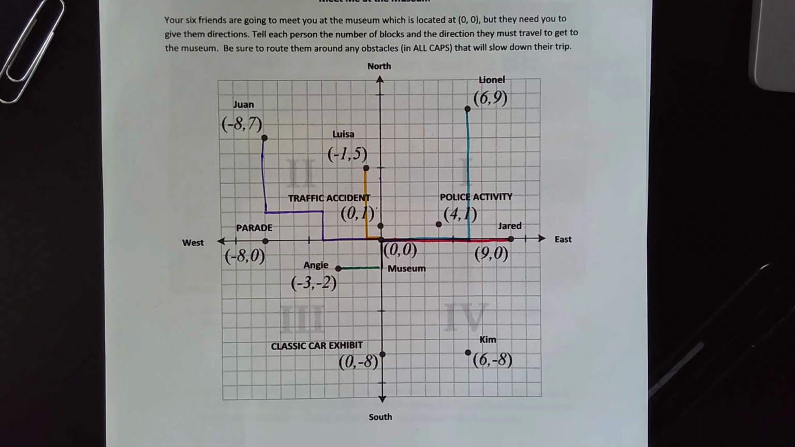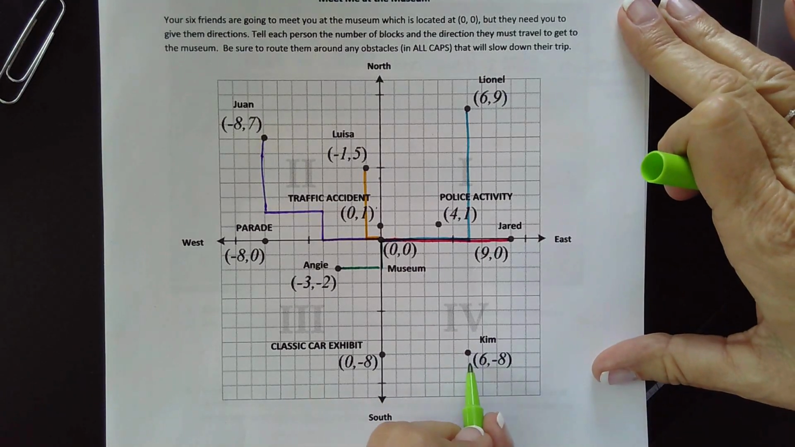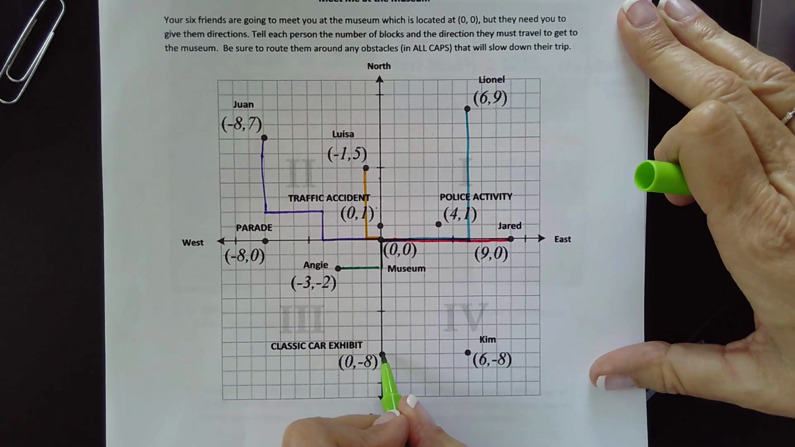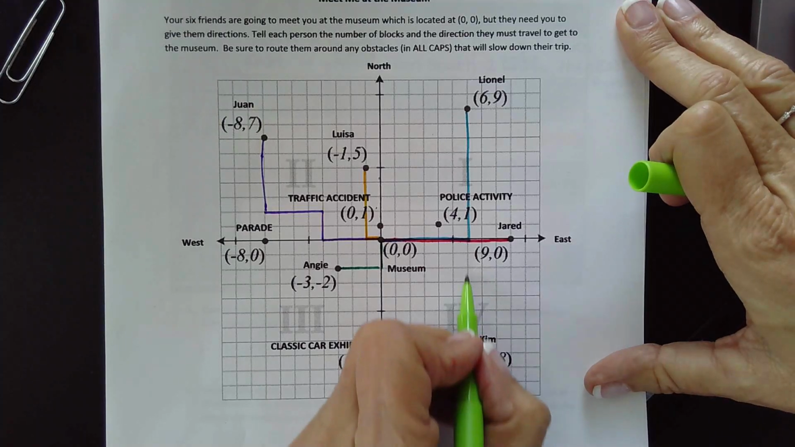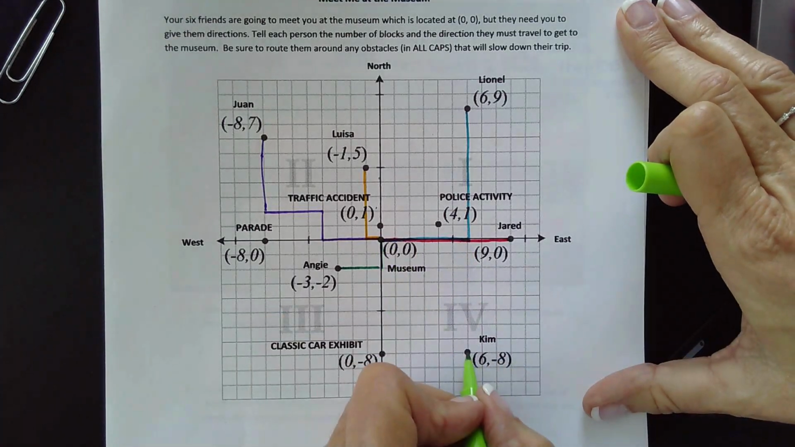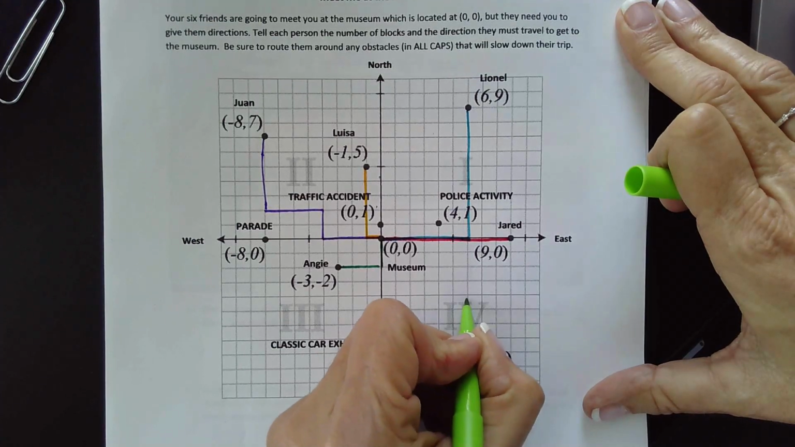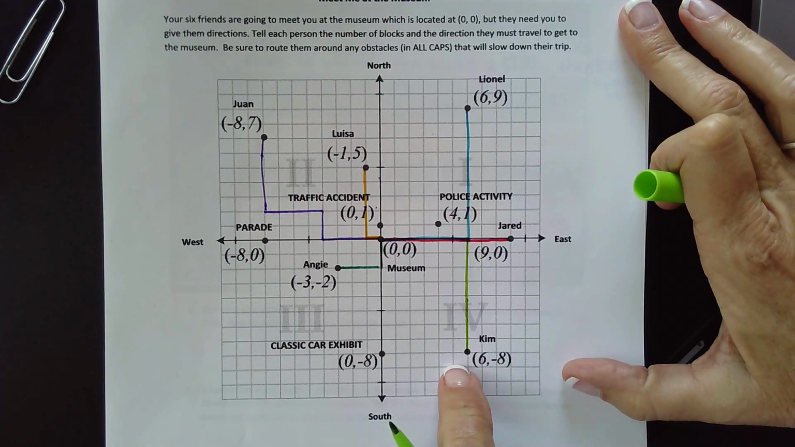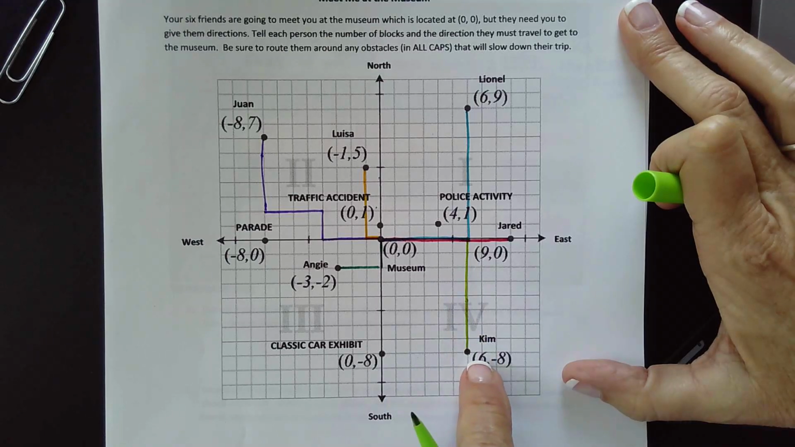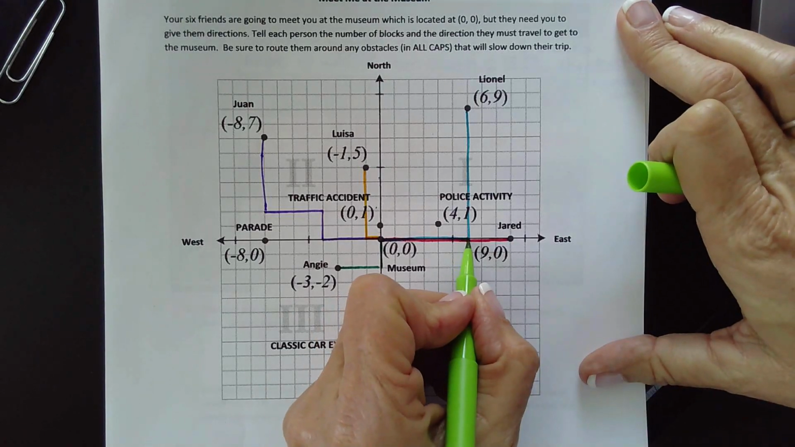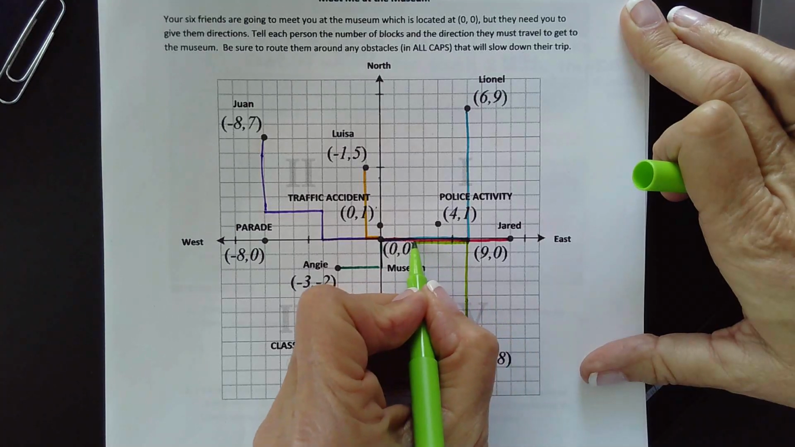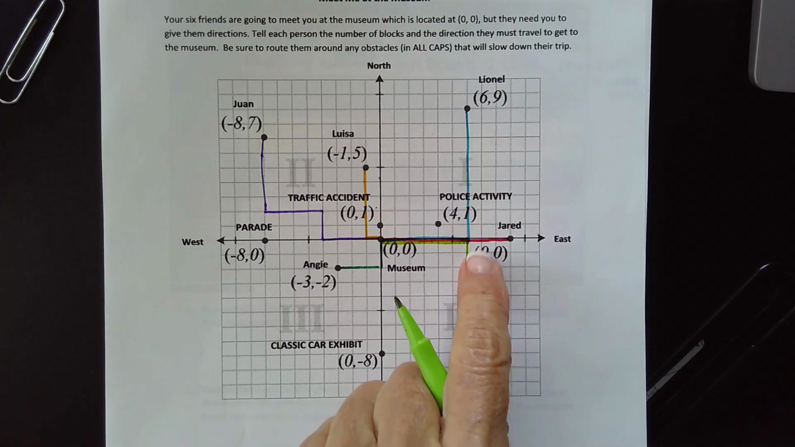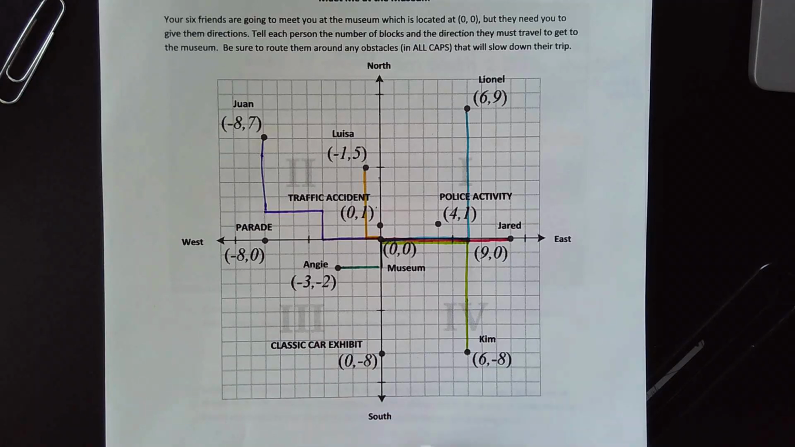So Kim is down here. So she can't go here because there's an accident or exhibit, excuse me, but she could go straight up and straight over. Nothing she's going to run into. So north, and all I have to do is look at the y coordinate. So she's going north 8 blocks, and then look at the x coordinate for west 6 blocks. So north 8 blocks, west 6 blocks.